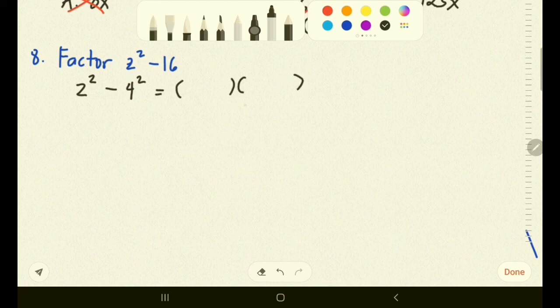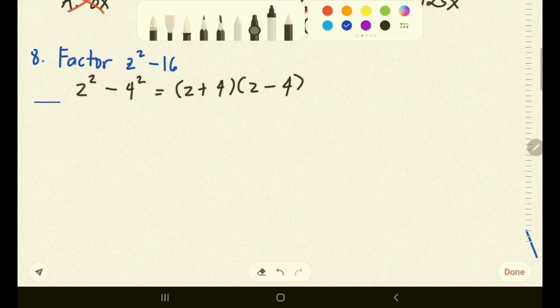Okay, so this is a difference of two squares. We expect that we have two binomial factors here. So the factors of z squared minus 4 squared: z plus 4 and z minus 4. When you get the product of the binomial z plus 4 and the binomial z minus 4, you get z squared minus 16.